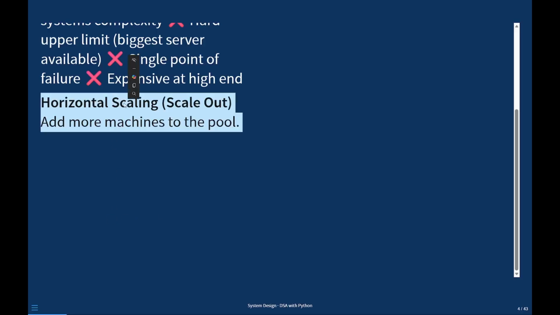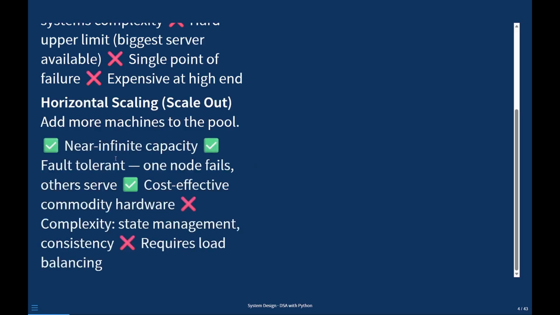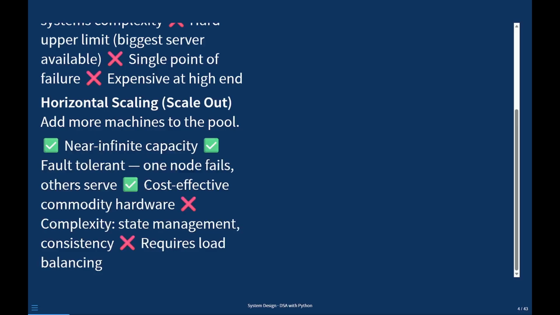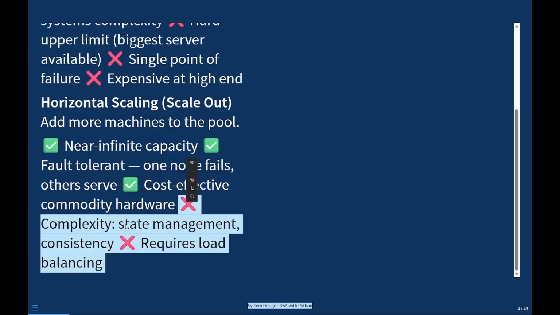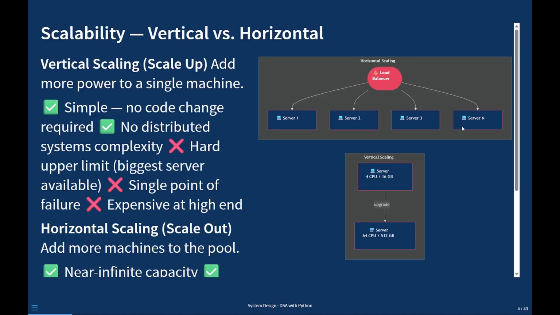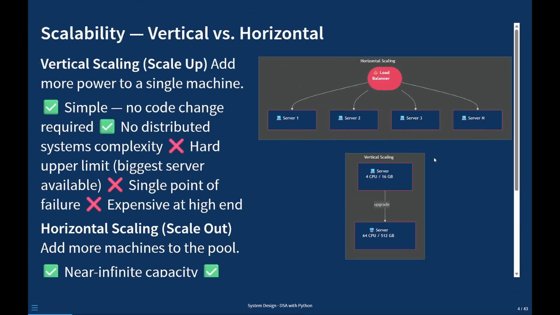Horizontal scaling means adding more machines and distributing load across them. This gives you near infinite capacity in theory. If one node fails, the others keep serving traffic, and you can use commodity hardware instead of specialty servers. The trade-off is complexity. You have to manage distributed state, coordinate consistency, and route traffic intelligently with a load balancer. The practical rule of thumb. Scale vertically first until it becomes painful, either in cost or in hitting the ceiling. Then scale horizontally. Most production systems at real scale use both strategies.